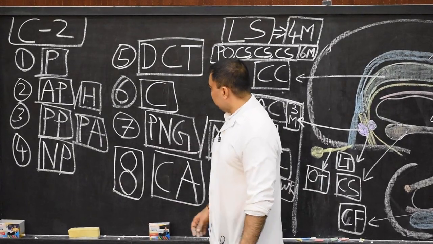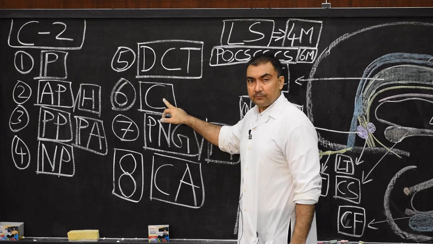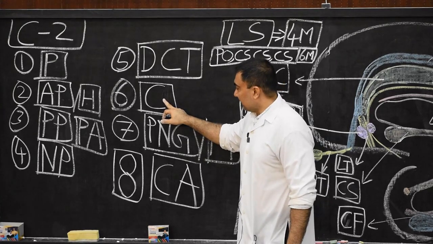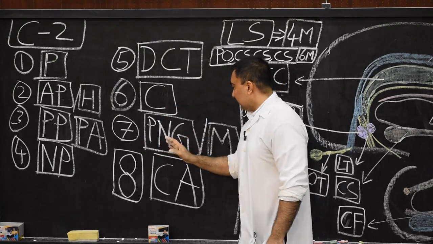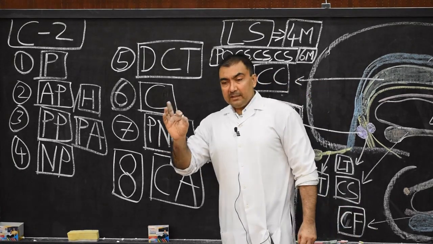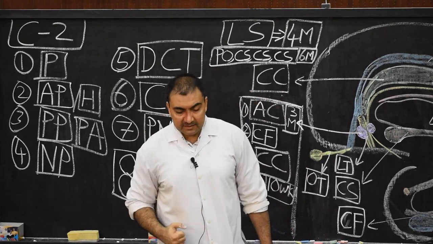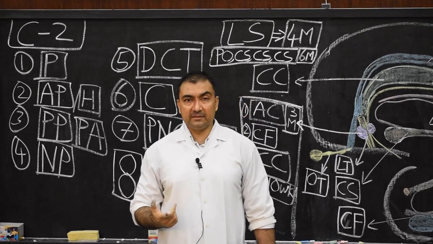So here we finish our point number 6, the commissures of the development of the cerebral hemisphere. Point number 7, postnatal growth and myelination. In the postnatal growth, please note down, this point can be asked in MCQs and viva also, as a question answer.